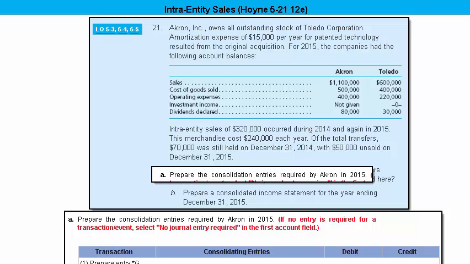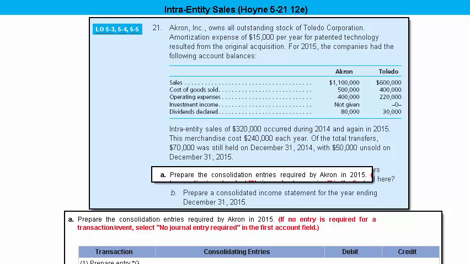Let's take a look at this intra-entity sales problem. All right, I'll read the problem to you. You see it at the top of the screen. Akron Inc. owns all outstanding stock of Toledo Corporation. Amortization expense of $15,000 per year for patented technology resulted from the original acquisition.